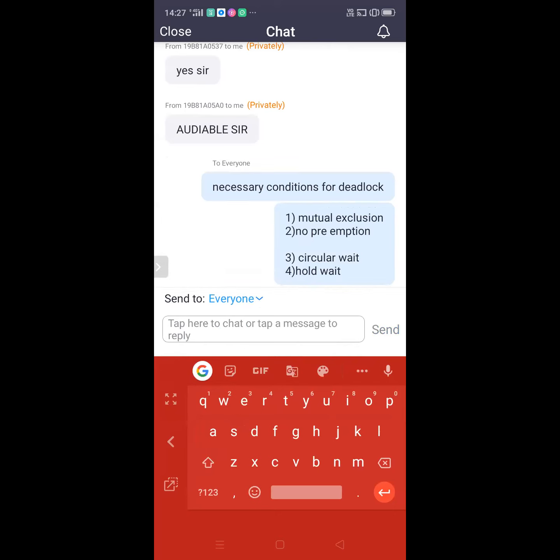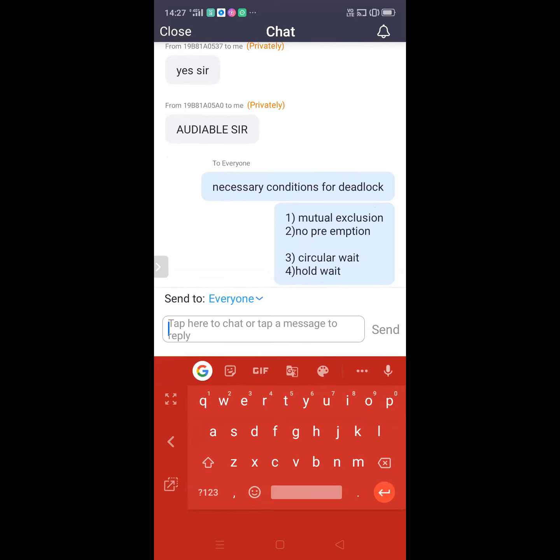So please try to observe the chat box. I'm sending those four conditions. What are the necessary conditions for the occurrence of deadlock? The first one is mutual exclusion, the second one is no preemption, the third one is circular wait, and the fourth one is hold and wait. So what does it actually mean? What is the meaning of mutual exclusion here?